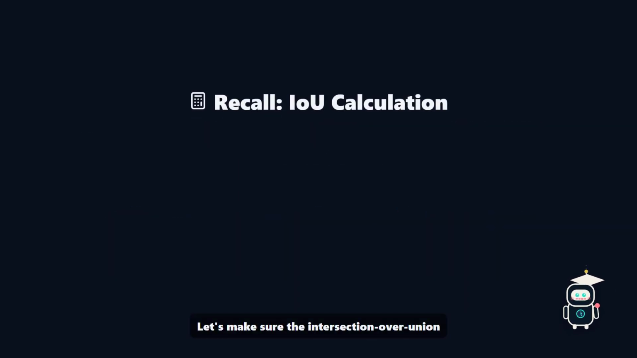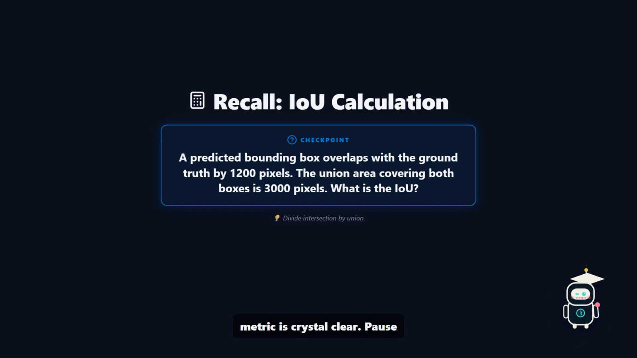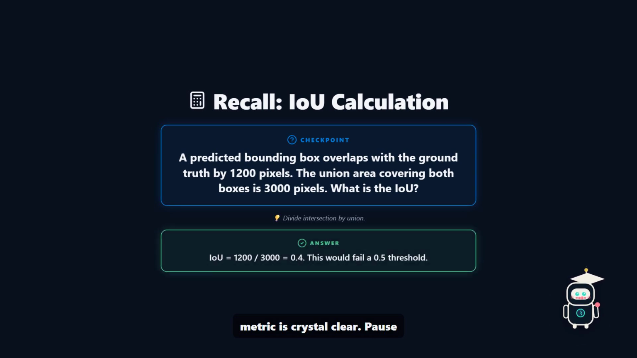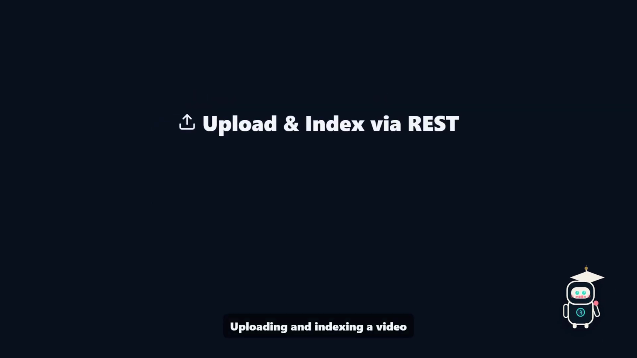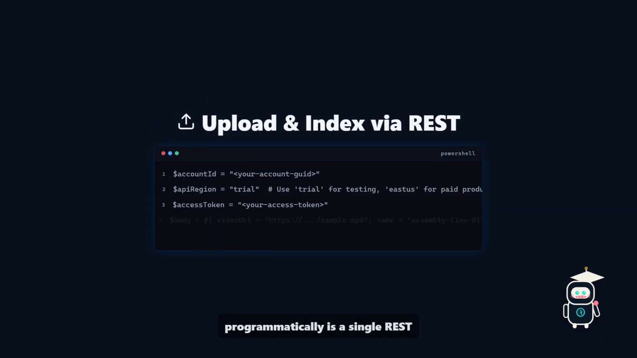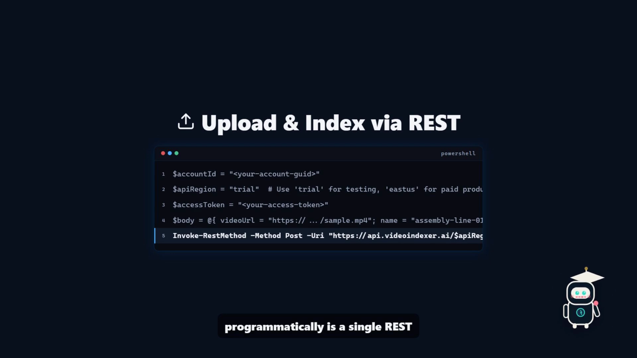Let's make sure the intersection over union metric is crystal clear. Pause and calculate. Uploading and indexing a video programmatically is a single REST call.